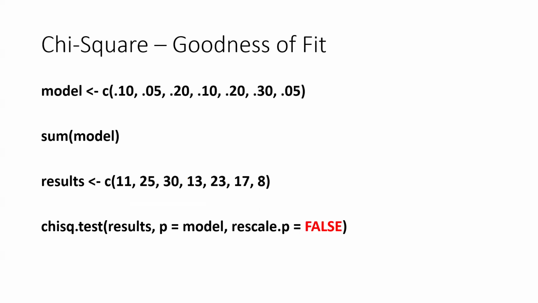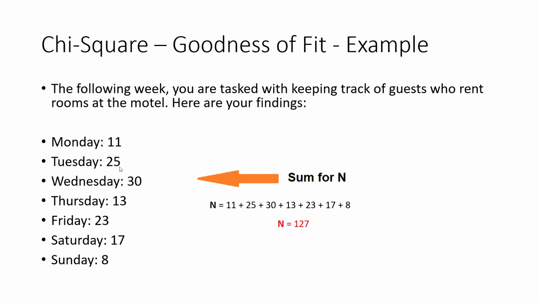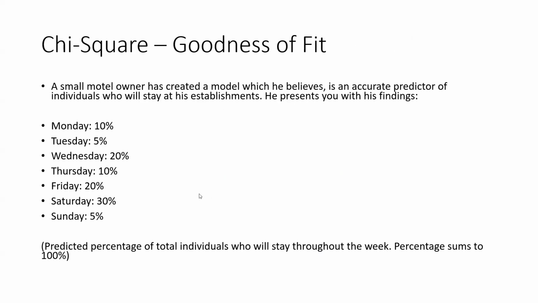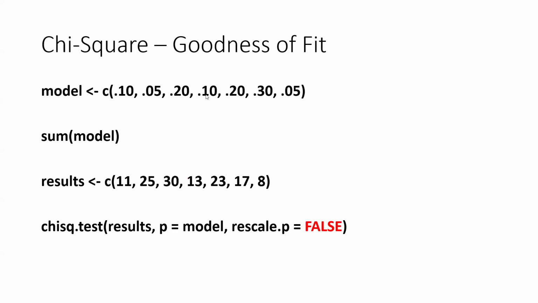So if we were going to run this particular bit of data, the observations and the model, within R, this is how we would do it. Here we have our model. These are our percentages: Monday, Tuesday, Wednesday, Thursday, Friday, Saturday, Sunday. The sum of the model should be 100%. If you were to assign all of these to model and then sum the elements within the model vector, you should come to the sum of 1, because these percentages will sum to 1, okay?